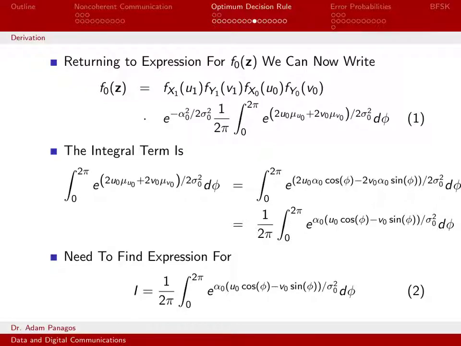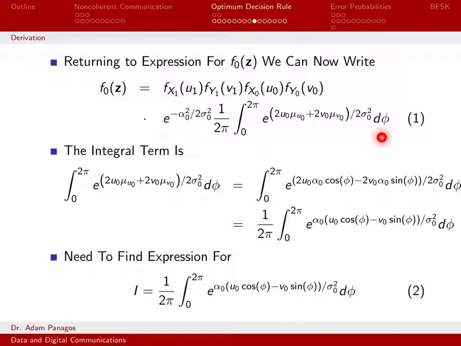Okay, so we are working on deriving a closed form expression for the density function for our decision statistic under the assumption that signal 0 was sent, and we've worked it down to this expression right here, equation 1. What remains to be worked out is this integral right here. So let's focus on that integral term.